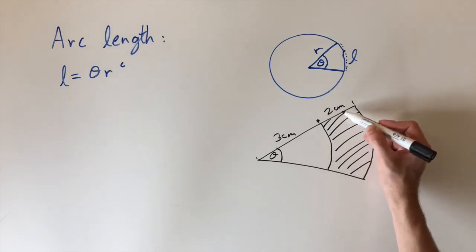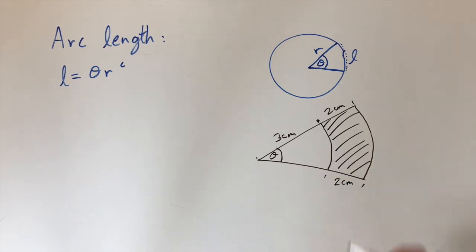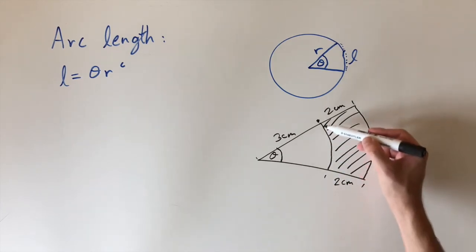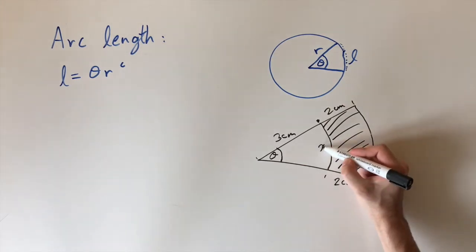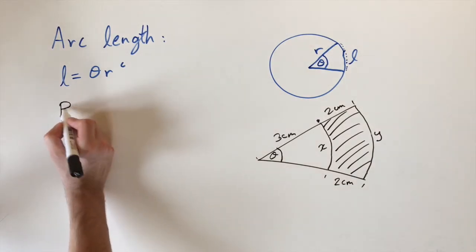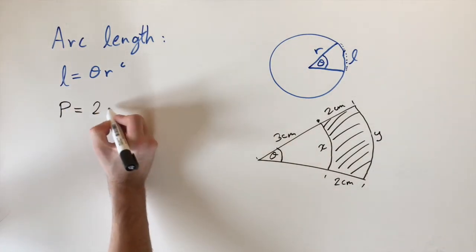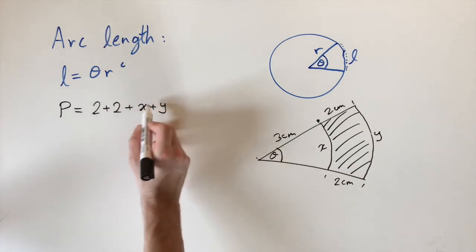So you've got these 4 sides. Well, we know this is going to be 2 centimeters as well, just by symmetry. And so we need to work out the length of this arc length and the length of this arc length. So firstly, if I just call this x and if I call this y, then the problem is to find the perimeter, which I'll call p. And this is 2 plus x plus y. So we just need to find what x and y are.